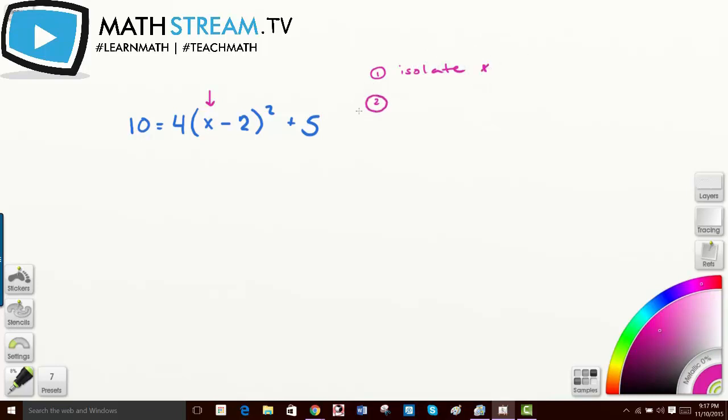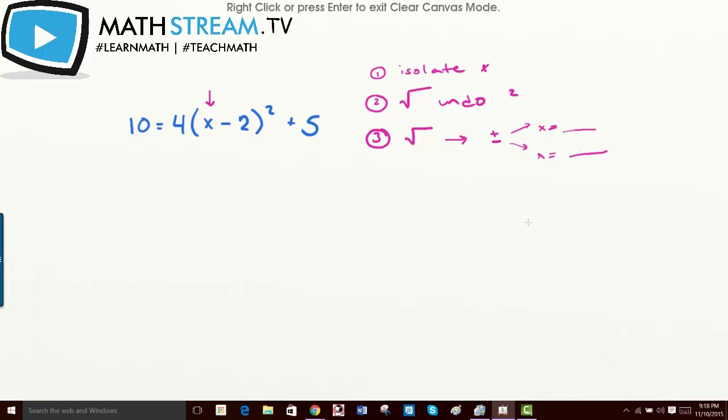We also needed to know that the square root will undo a square in the same way that division and multiplication undo each other and addition and subtraction undo each other. And then we also said that whenever we take the square root in an equation, we need to get a plus and minus answer. And that's how we get our two solutions, x equals whatever and x equals something else. And that's what we learned in that first section.